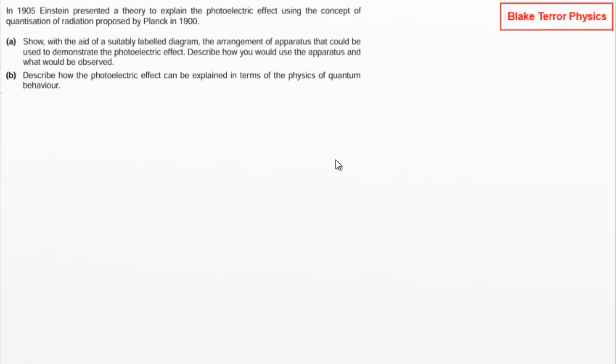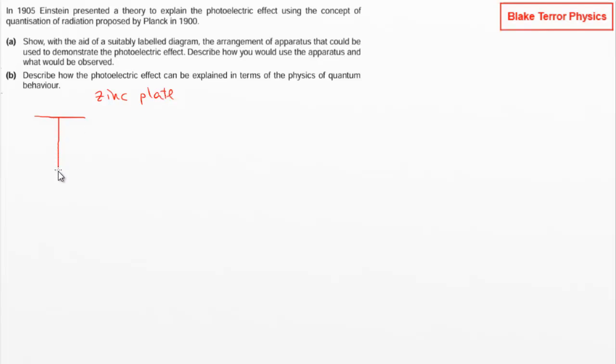You can do different setups for this. I mean, you might want to hook up a photocell or something like that. I'm going to go gold leaf electroscope because it's just the one that I always do. So gold leaf electroscope, we've got a zinc plate. So put that on first of all, zinc plate.